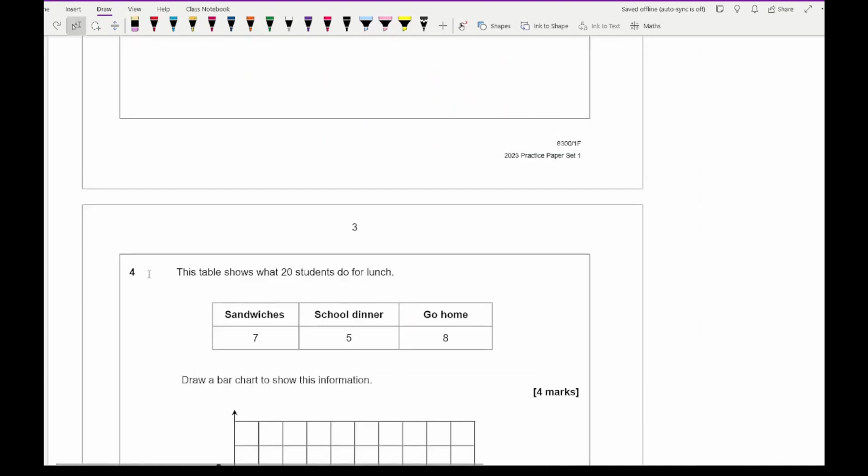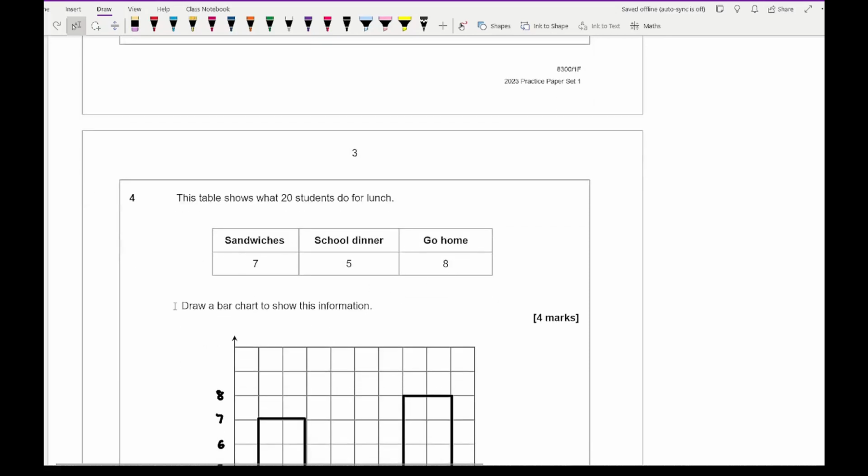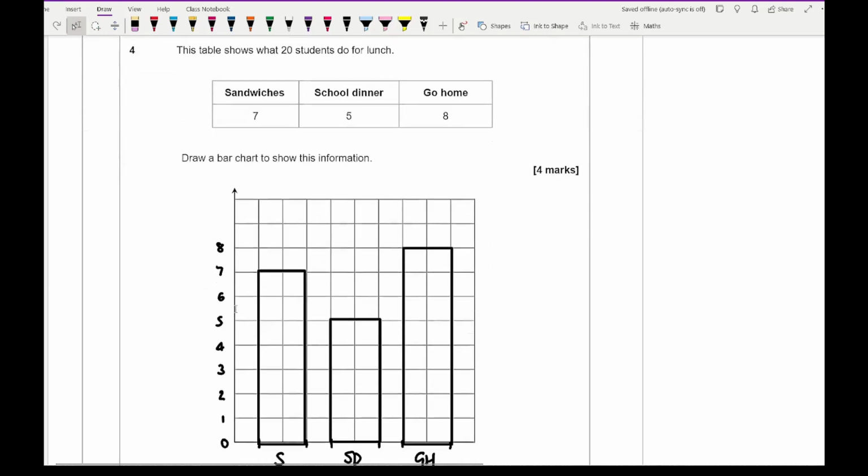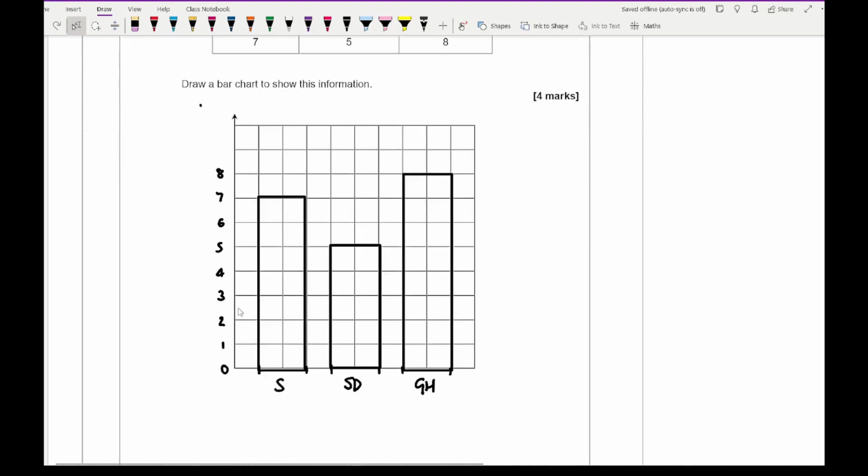To question 4, it says the table shows what 20 students do for lunch, and we've got sandwiches, school dinners and go home, and the question is asking us to draw a bar chart with this information. Now with this, what you need to do is make sure that your labelling is correct. So we could say lunch, and then you also need to make sure that it is drawn correctly with a ruler, and that there is equal space between each of the bars. So you can see I've got an equal gap of 1. You could have 2, that might fit, but you also need to make sure that the thickness of each bar is the same. So again, just make sure that it's labelled.